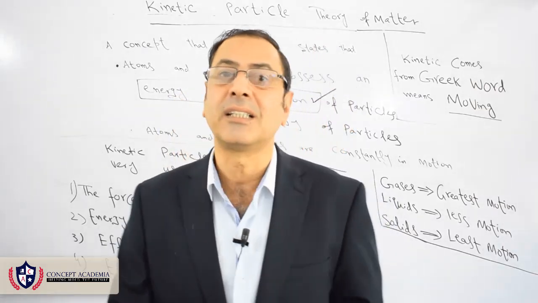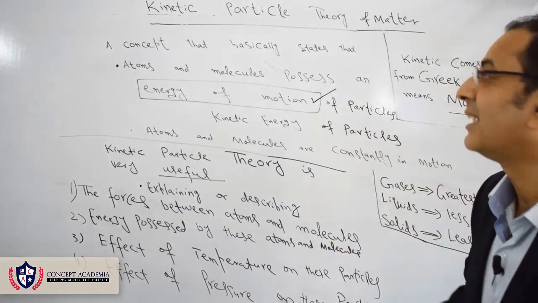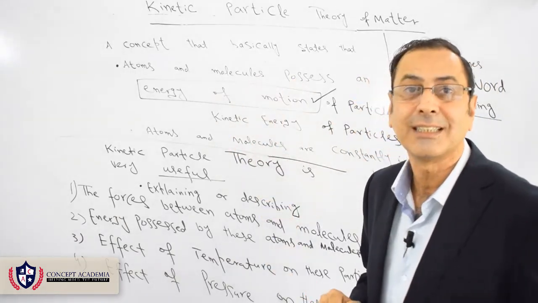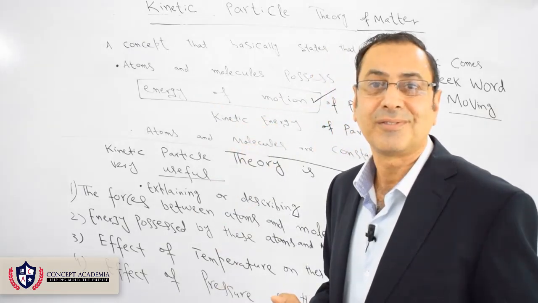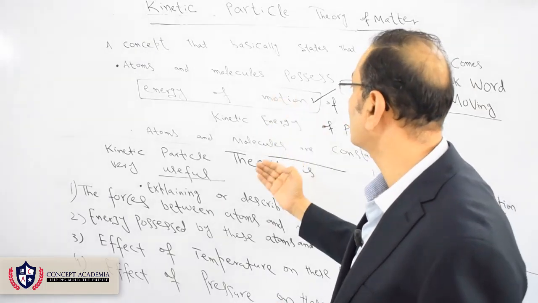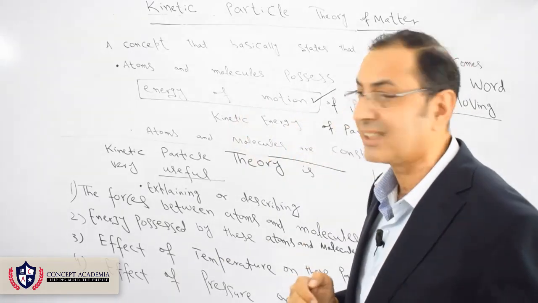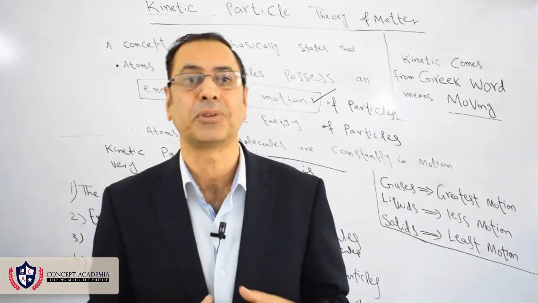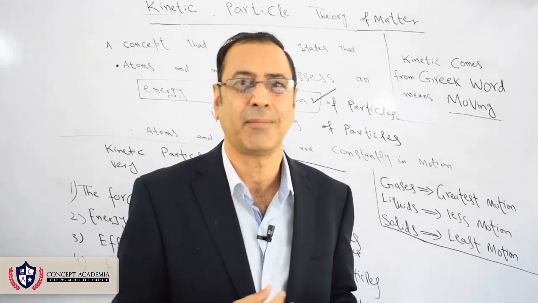So the kinetic particle theory of matter is basically a concept that states that atoms and molecules possess an energy of motion. They always possess an energy of motion. And this energy of motion of particles is related to the kinetic energy of the particles. These atoms and molecules are in constant motion. They are always moving.